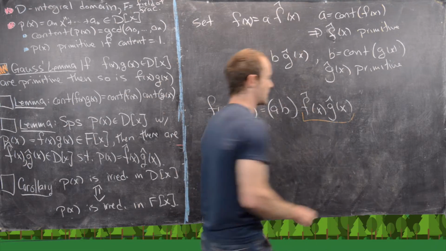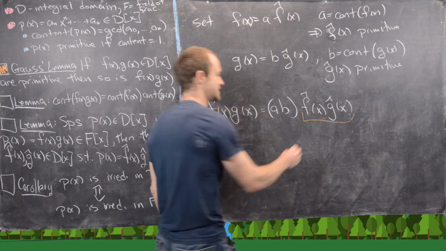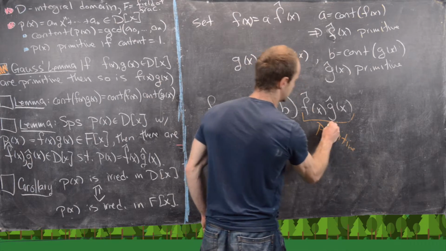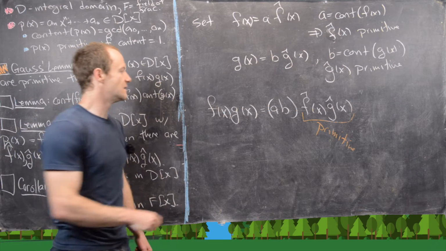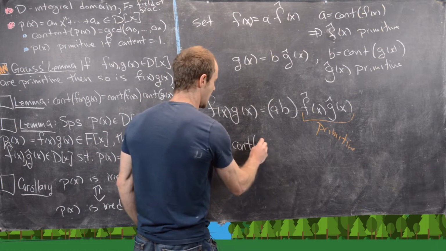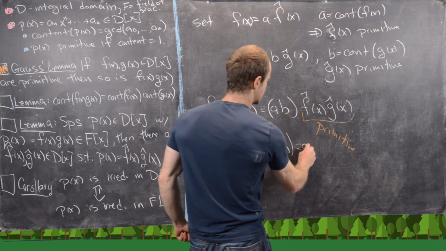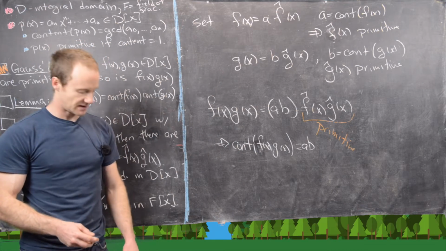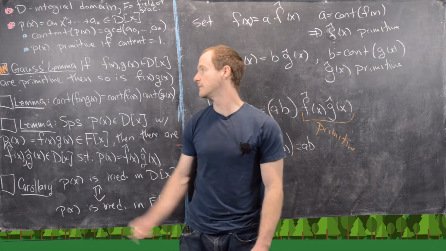But we know from the last lemma that the product of two primitive polynomials is still primitive. So we know that this is primitive. But we've got a primitive polynomial times a coefficient, but that makes the content of f(x) times g(x) clearly equal to a times b, which is exactly equal to the content of f times the content of g. And so that finishes the proof of this lemma.